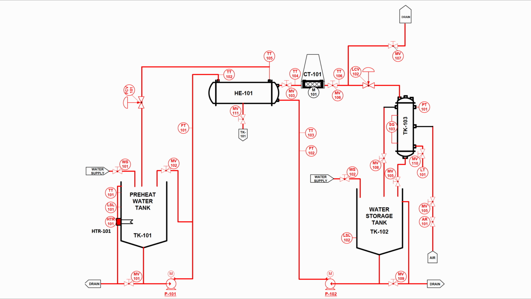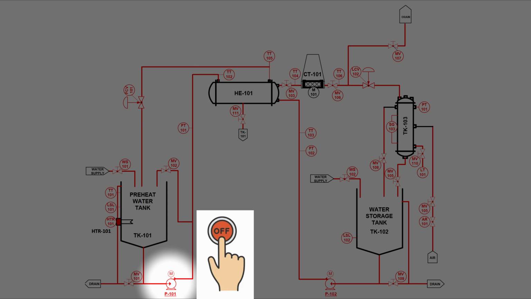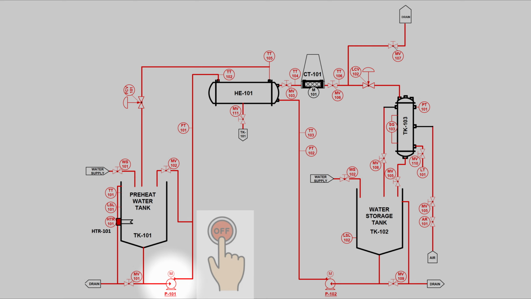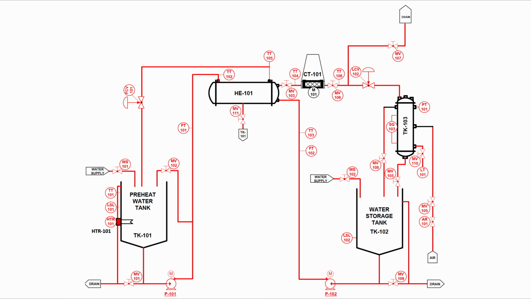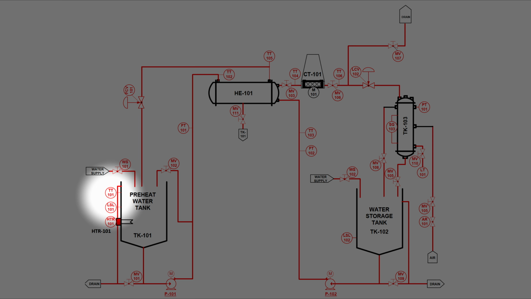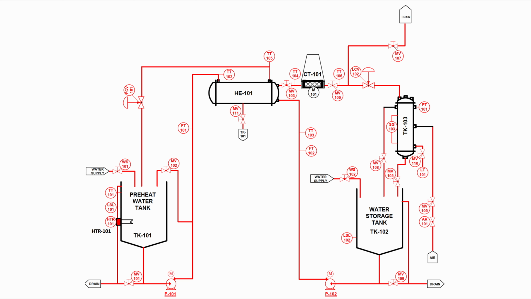Now I'm going to explain how we can conduct an open loop test for this particular training unit. First, we have to ensure that pump P101 is turned off, so no hot water flows into the shell side of the heat exchanger. Then we have to observe the temperature of the preheat water tank via temperature transmitter TT101. This is to ensure that the water temperature is high enough.